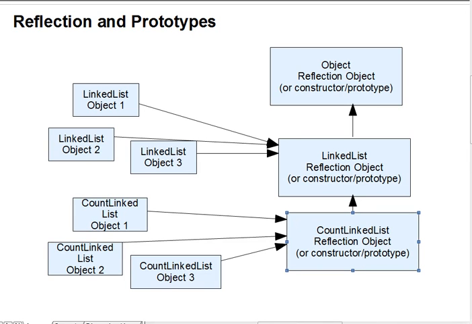This short lecture summarizes the differences and similarities between prototypal and traditional inheritance, and shows the connection between prototypes in a language like JavaScript and reflection objects in traditional object-oriented languages. Throughout this topic, I've analogized prototypal inheritance, the sort we did with count linked list, to its traditional counterpart in languages like Java and C++. It's worth looking at that analogy more closely now that we've seen a concrete prototypal inheritance example.